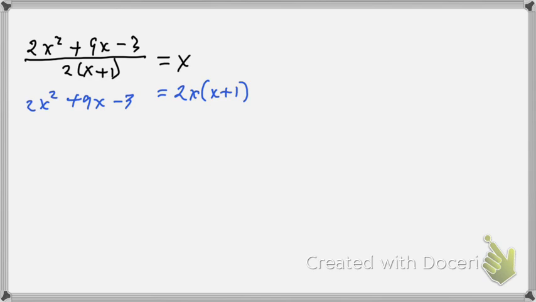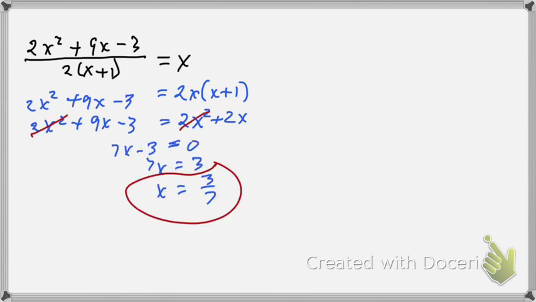Notice on the right-hand side, I've got 2x times x plus 1. I go ahead and distribute the 2x, gets me to here. I'm seeing 2x squared on the left and 2x squared on the right. Those will cancel out, which leaves me this. And I go ahead and solve it, and x equals 3/7.